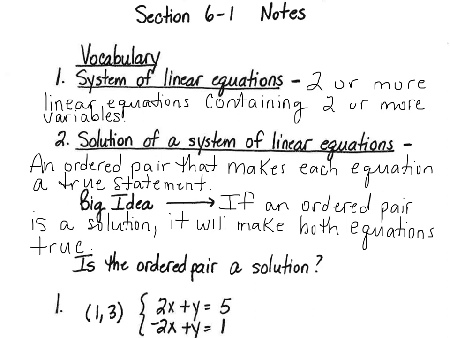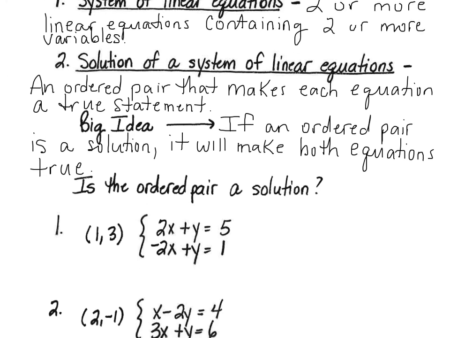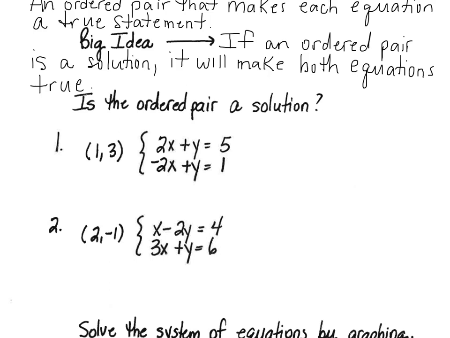So let's try to use that to figure out whether or not some of these ordered pairs that are going to be given are solutions. So let's take a look at problems numbers 1 and 2. In numbers 1 and 2, I notice that I have a system of equations, and I have an ordered pair, and I want to know if the ordered pair is a solution. So if it's a solution, it's going to make each equation a true statement. Remember, our first coordinate is x, and our second coordinate is y. So I'm going to substitute in x and y into my equation, see if I get a true statement.